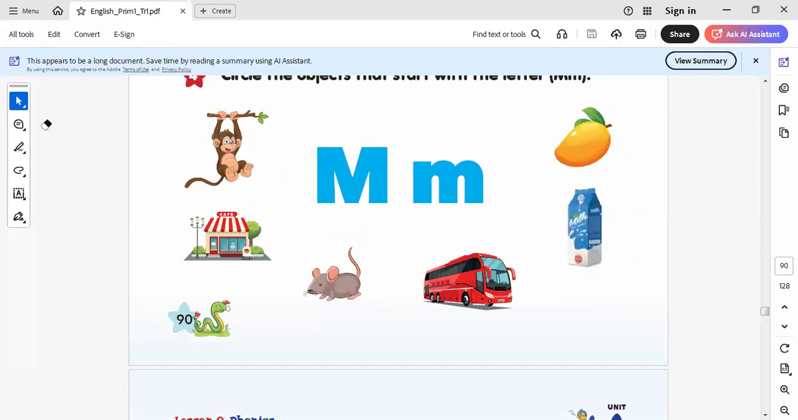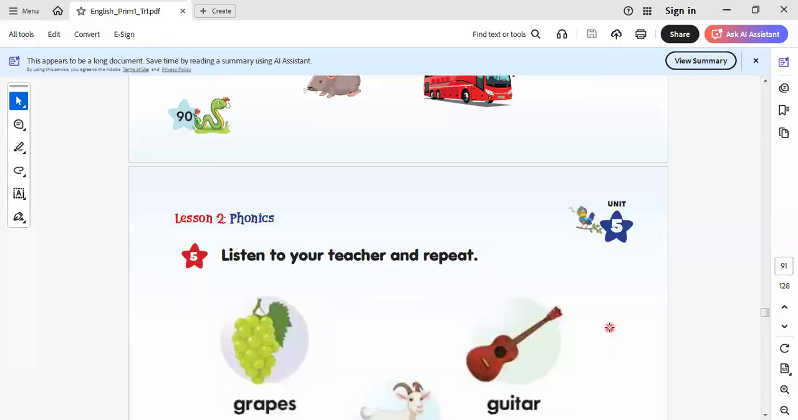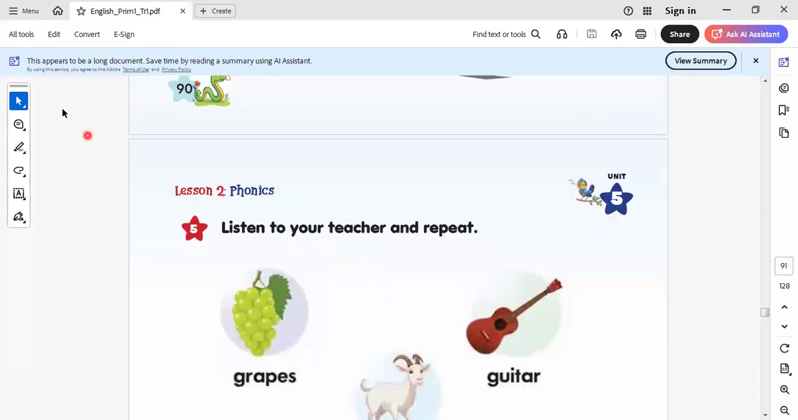Today, as we told you, I explained 2 lessons only, not more than this. Here we know another letter, which is capital G and small g. It's called capital G and small g. Let's learn together the words related to this letter.